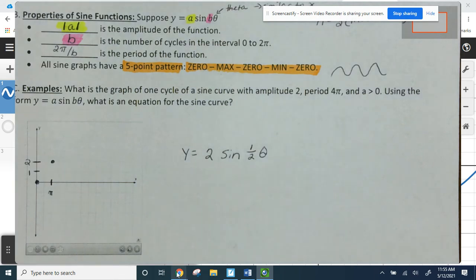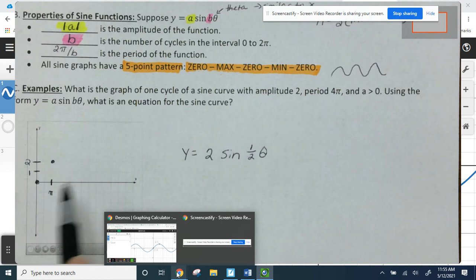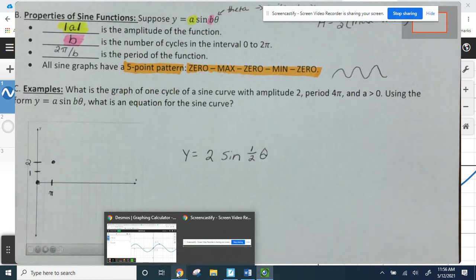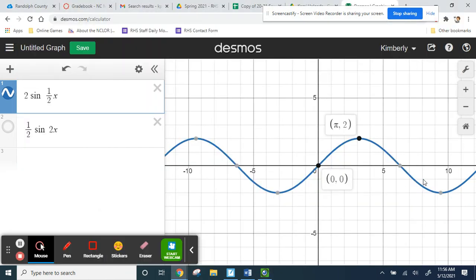Okay, let's go back to our graph. Now remember, this is a pattern. 0, max. Now it took 2 units for it to go to that 0, so it's going to take 2 units for it to go back to 0. Let's see if we're right looking at the graph. Okay, that's at 2 pi, which would be right. If that's pi, then this would be 2 pi. We go 2 places, that'd be 2 pi, and it's back at 0 again.